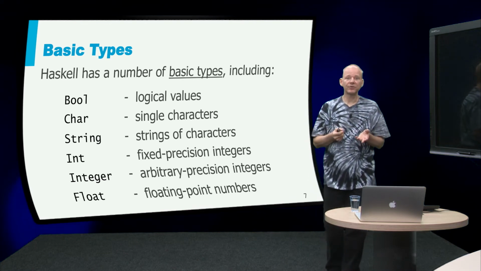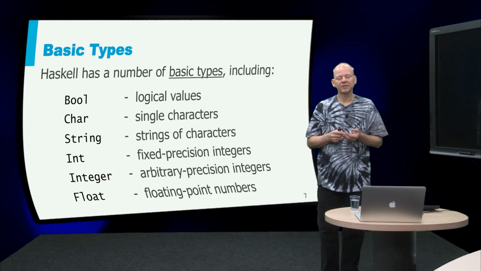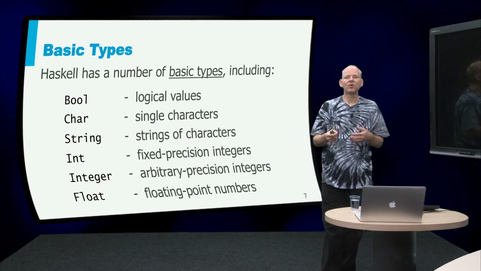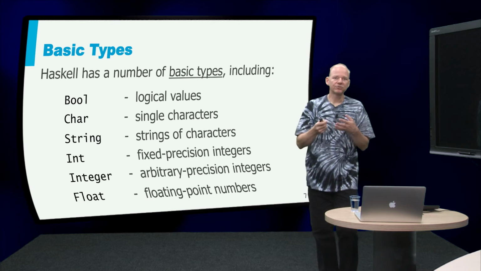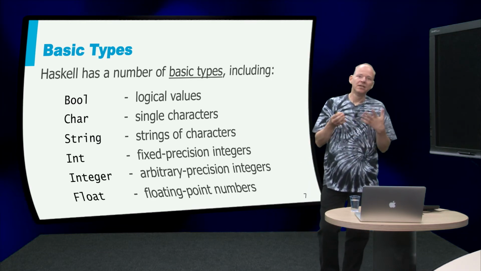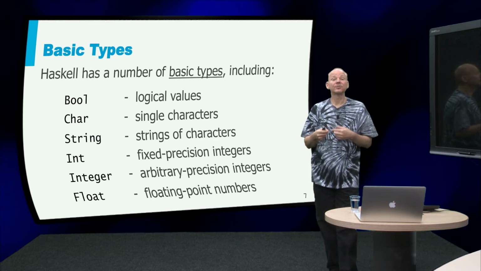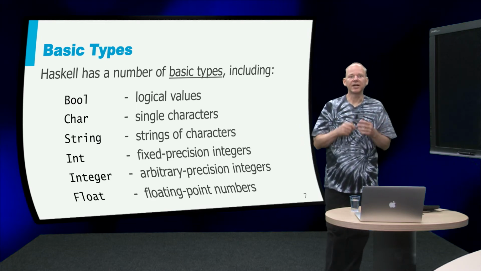Then there's the type of String, which are strings of characters. And we will see later that in Haskell, strings are really nothing more than lists of characters. So String, you could say it's not really a base type because it's defined in terms of two other base types, strings and characters.